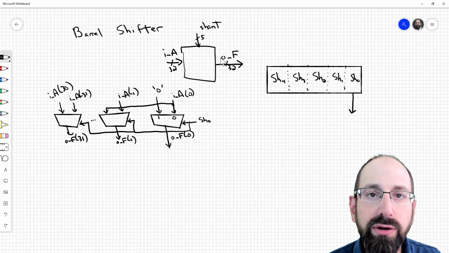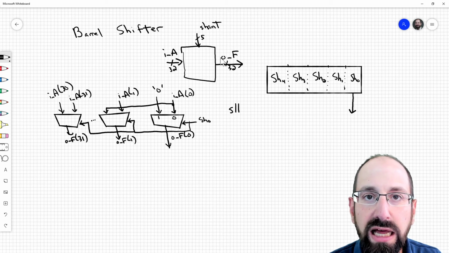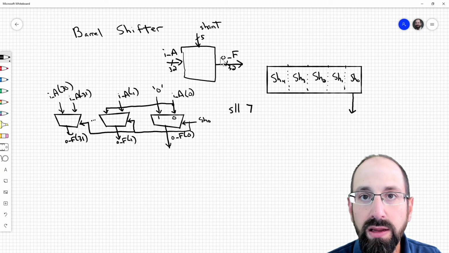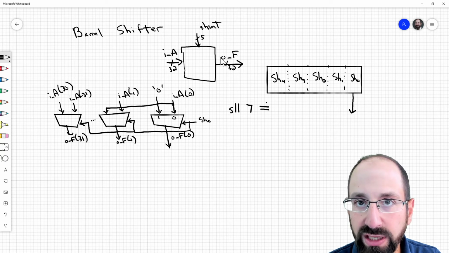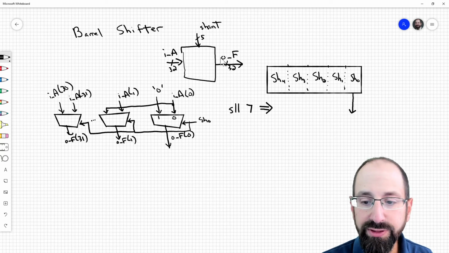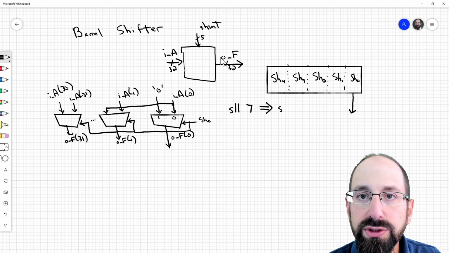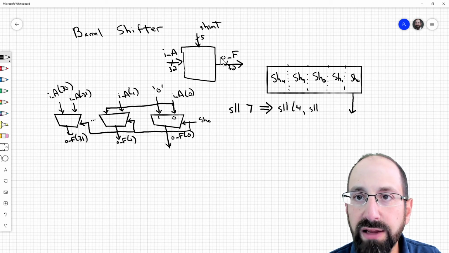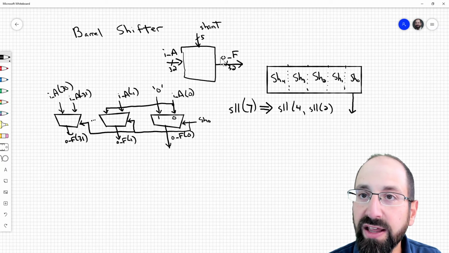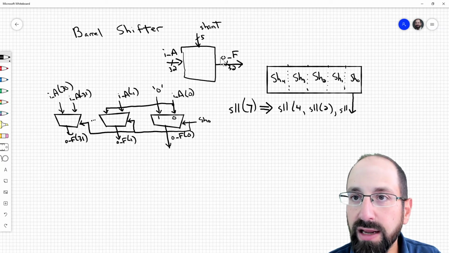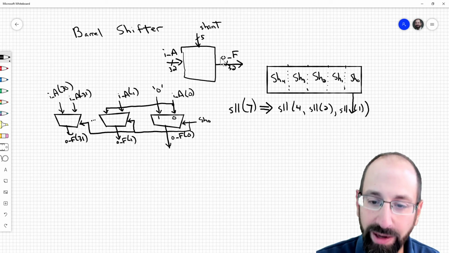So if we have an operator in which we were required to do a shift left logical by, say, 7, it turns out, and you can work the math out yourself if you don't believe me, that a shift left logical by 7 is the same as shifting left logical by 4 a result that has been shifted left logical by 2, and let's put this in parentheses as if it's a function call. Shifting left something 7 places is the same as shifting a value by 4, shifted to the left by 2, and then shifted to the left by 1. They're additive in that way.